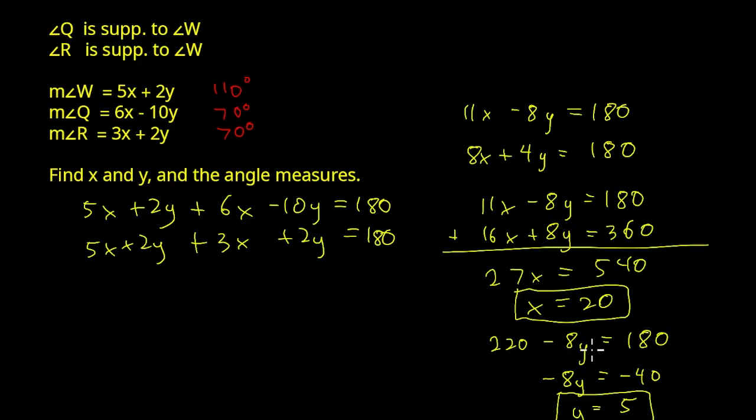And that is how you do these. Remember, since we have two unknowns, we need two equations. And we can get them from the geometry of the problem.